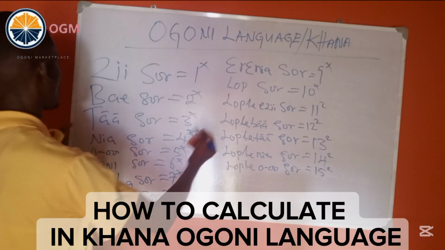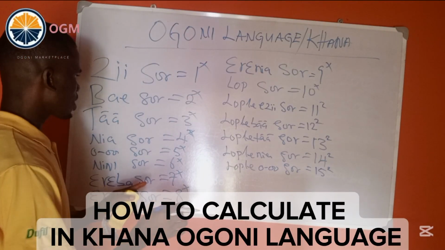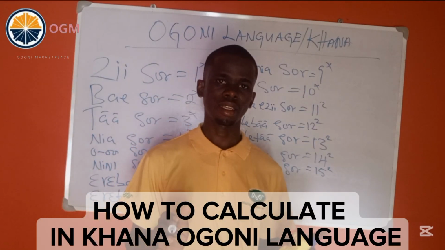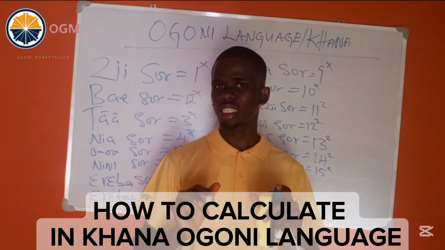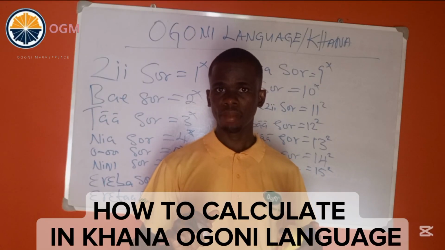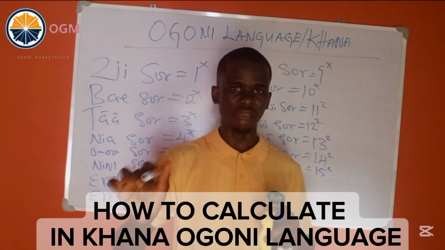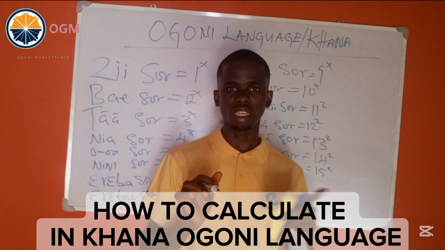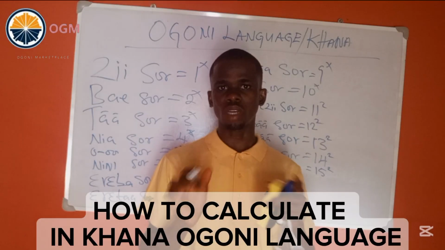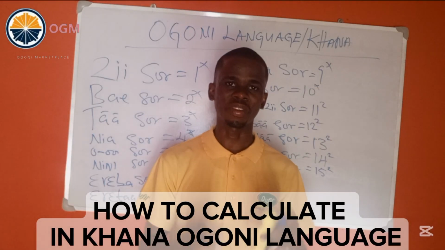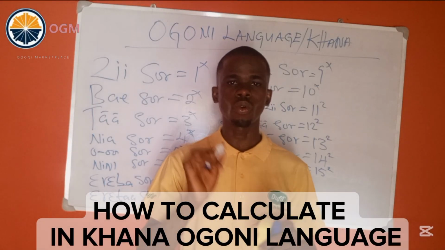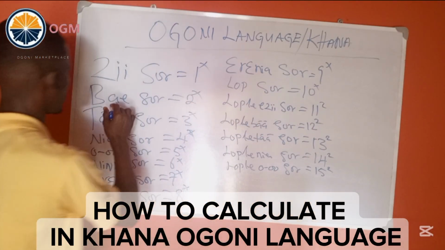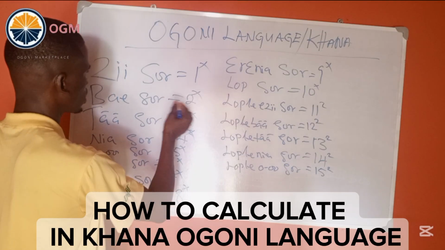So let me re-emphasize on this. This is how to calculate x in Khana language, Ogoni language, pure Khana. So one is zin, zinson. One times one is zin. So zin, if zin is 1 times 1 will still give you 1. I don't know if you're getting this. 1 is zin. So 1 times 1 will still give you 1. So 2 is by. So 2 is 2, which is 2x.